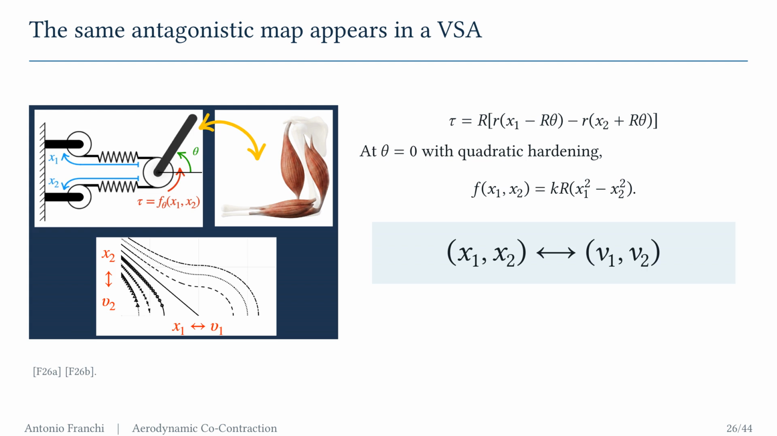We want now to highlight a strong analogy with soft robotics and biomechanics. Consider an antagonistic variable stiffness actuator. The output torque is the difference between the two tendon forces. At zero joint displacement and with quadratic hardening, this becomes the same difference of squares map as the aerodynamic dipole. The tendon states and opposed rotor speeds therefore share the same hyperbolic fiber geometry.